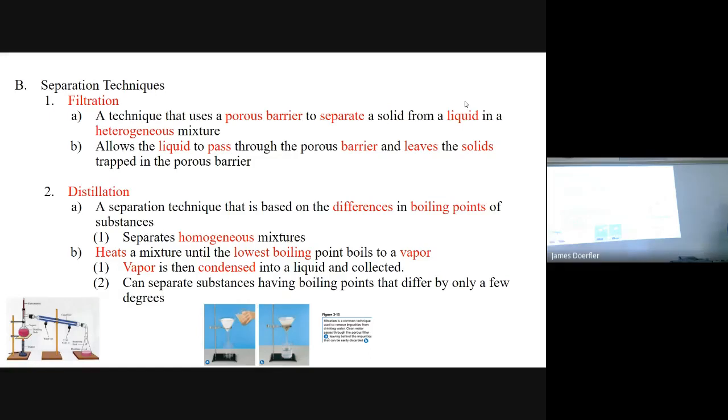So the first one, filtration. We've already mentioned filtration once today. But here in filtration, we have a porous barrier, which means it's got little holes to allow certain things to move through. Then this porous barrier is used to separate solids from liquids in heterogeneous mixtures. Again, as we are talking about the separation techniques, we'll also be mentioning what type of mixture it is best used for. In filtration, this is going to allow for the liquid to pass through that porous barrier, leaving behind the solids within that barrier, and that liquid can come through.